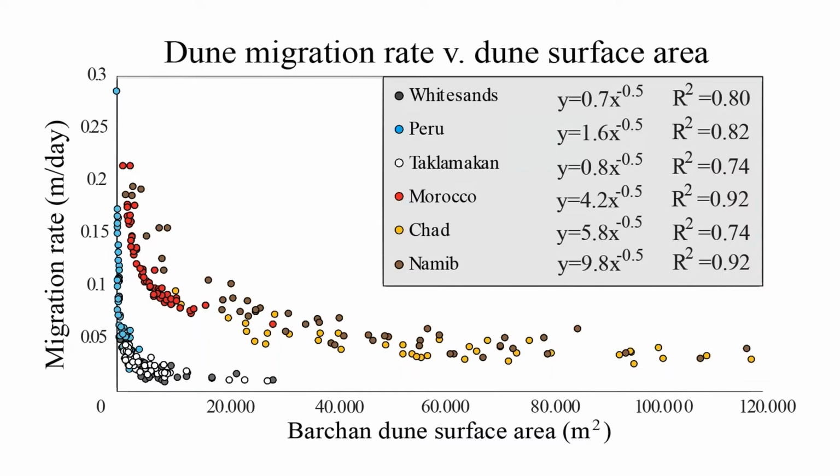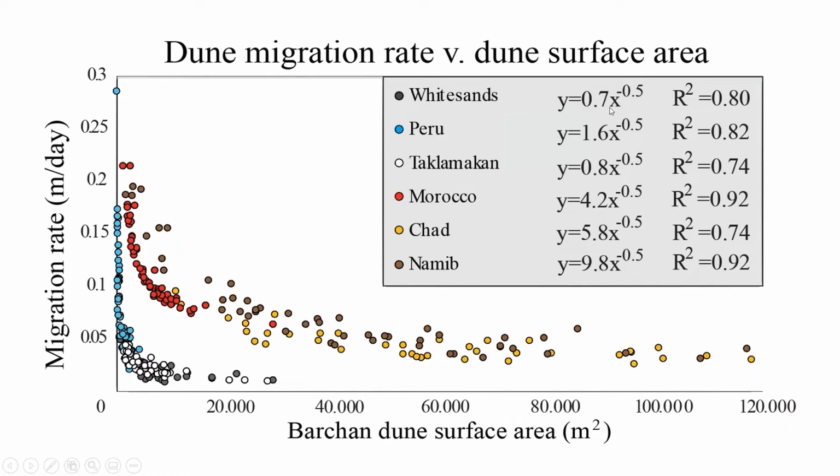So this is kind of what the data looks like. This is just a plot that has the surface area on the x-axis and the corresponding migration rate for all these dunes on the y-axis. The dune field we just looked at in the previous slide is shown here in the red dots. It's in Morocco. And in addition to that, there's a bunch of other dune fields. Now, what you'll see is that in every case, the smaller dunes within a dune field travel exponentially faster than the larger dunes. And the trend lines that define these relationships are located here in this gray box.